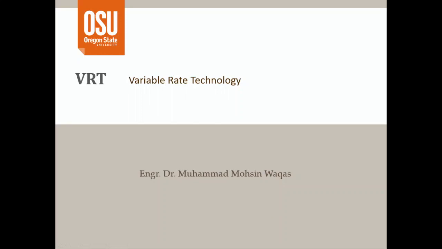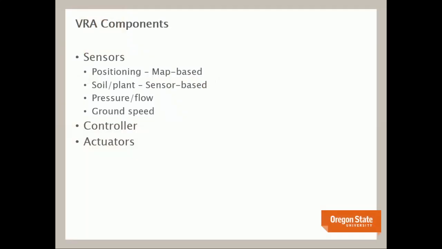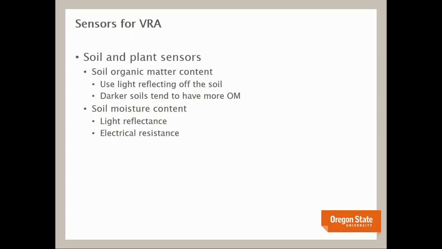Today we are going to discuss again variable rate technology, where we will discuss the variable rate application components: sensors, positioning, map based, soil or plant sensor based, pressure, flow, ground speed, controller and actuators. Sensors for variable rate application: soil and plant sensors.